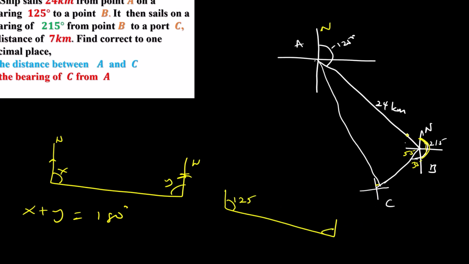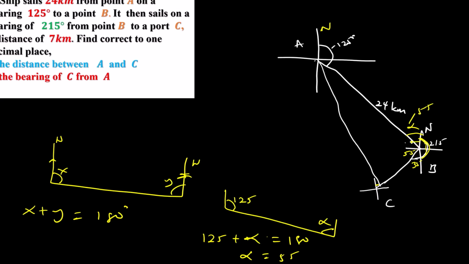So we don't know this side. Let's call it alpha. So 125 plus alpha will give us 180. All right. So 180 minus 125 is 55. So alpha is 55. This side is 55.